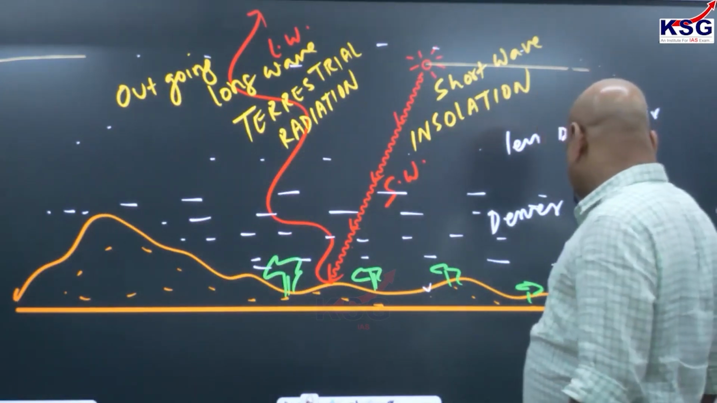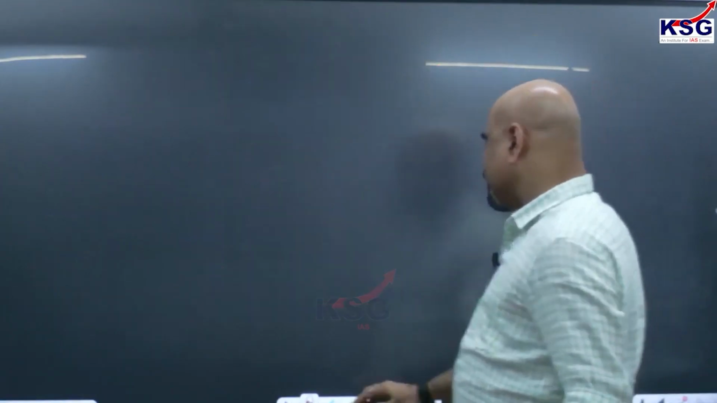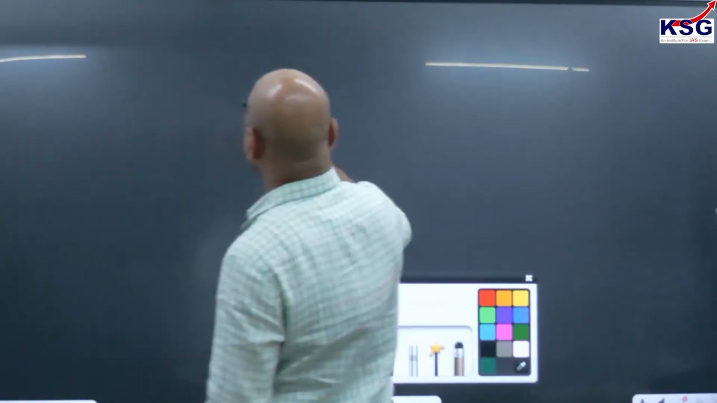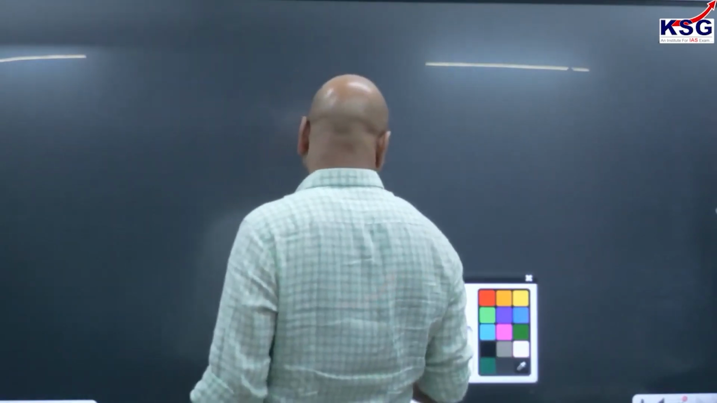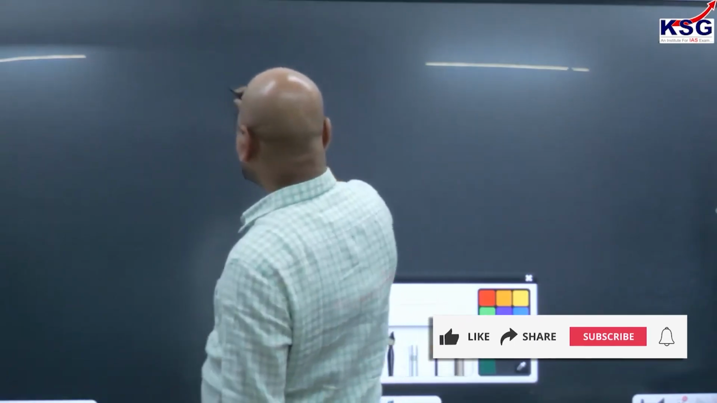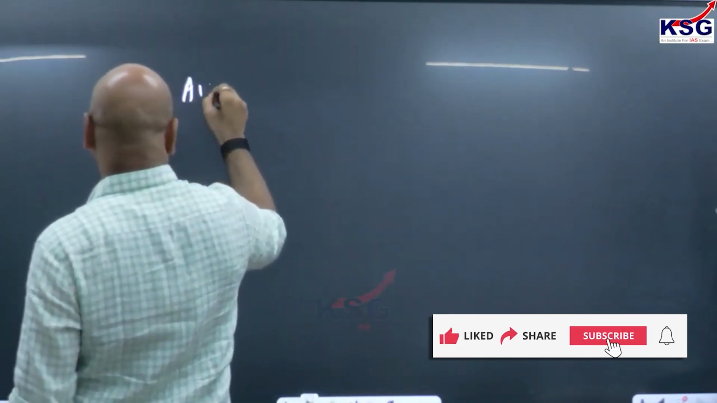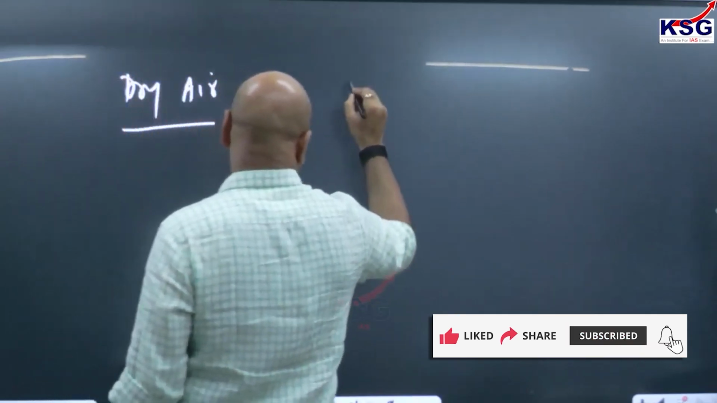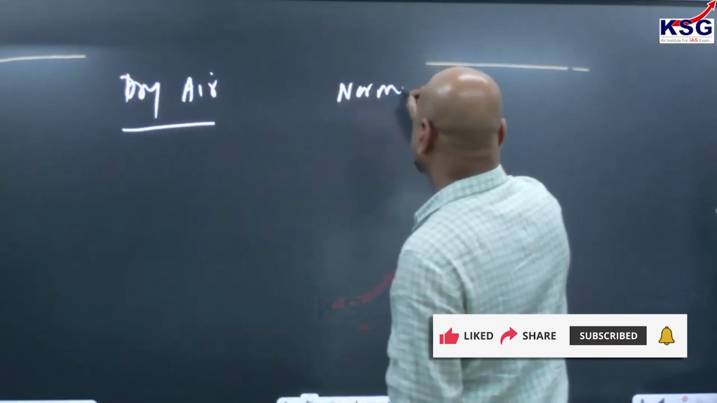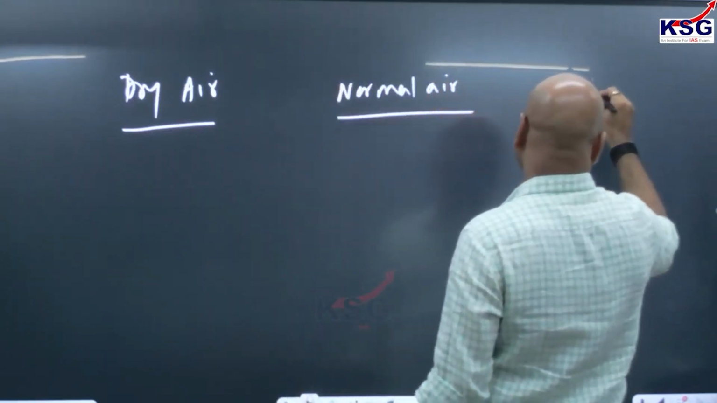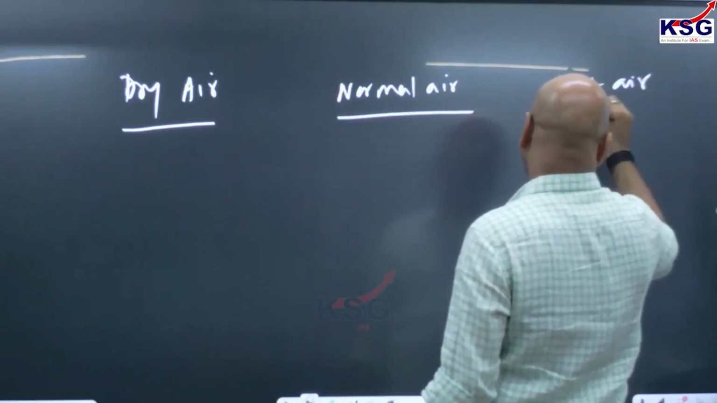Okay. Now the terrestrial radiation is different with the different gases. If you have dry air, normal air, then you have wet or moist air.